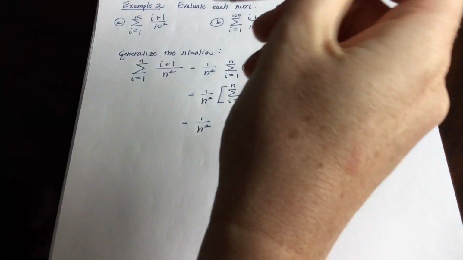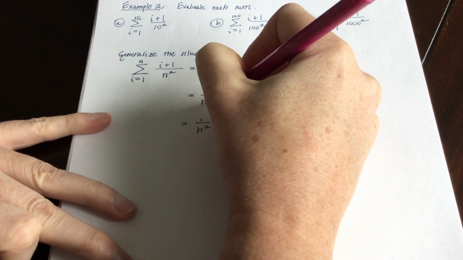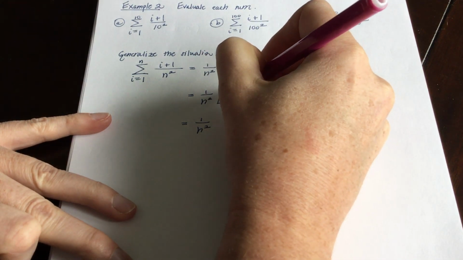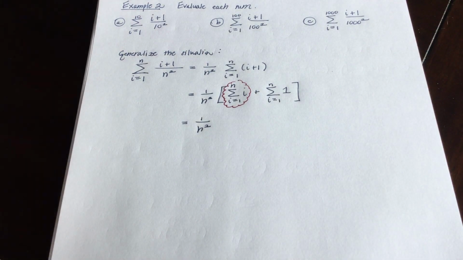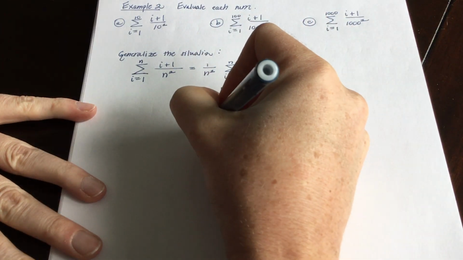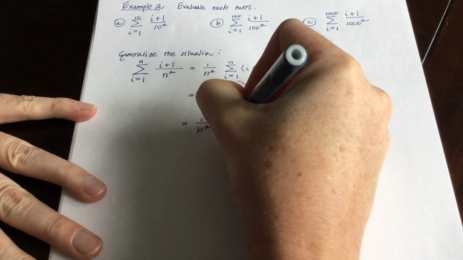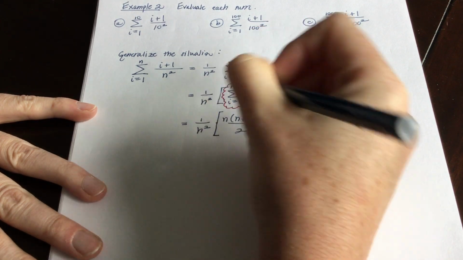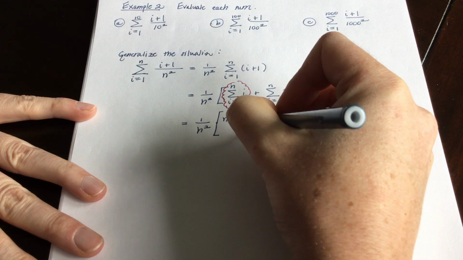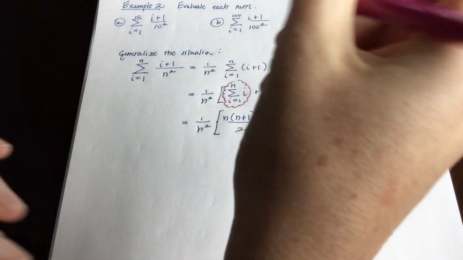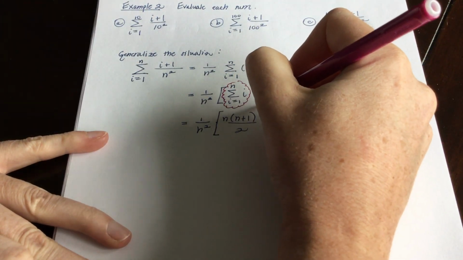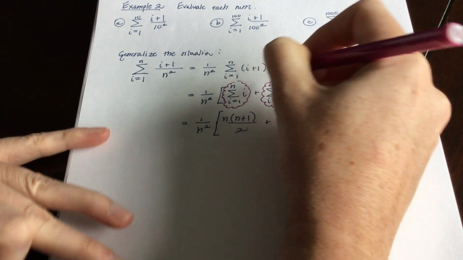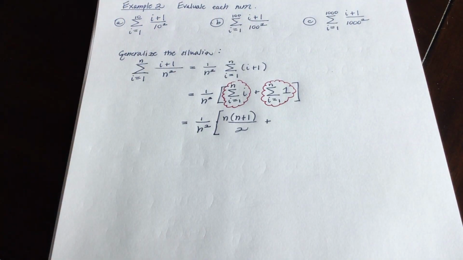So what can I replace this sum with, the sum as i goes from 1 to n of i? Well, I could replace it with n times (n plus 1) over 2. I'm going to put those parentheses there, sorry. And then what could I replace the sum as i goes from 1 to n of 1 with? Well, you would have n ones, also known as n.